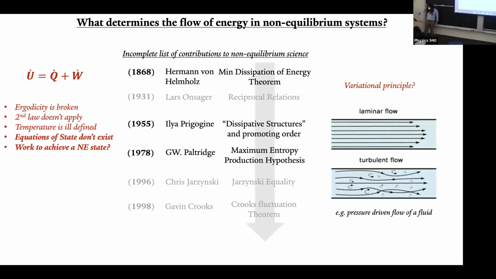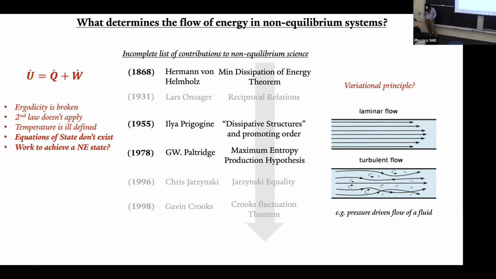So what do we know about the flow of energy in non-equilibrium systems? Out of equilibrium, many of our assumptions have to be reevaluated. We know that outside of equilibrium, ergodicity is broken. The second law needs to be reevaluated for an open system in which energy can flow, which means that a lot of our variables are ill-defined, things like temperature and pressure. This means there should be no equations of state that allow us to relate these bulk parameters, things that we might be interested in to understand how cells and tissues assemble or move.